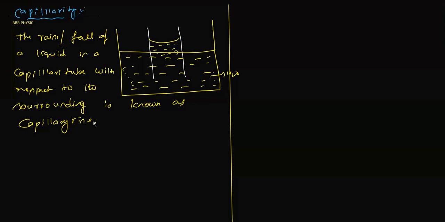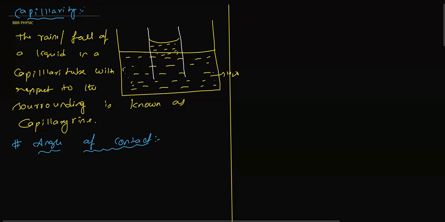For example, we need to discuss many things here. First we need to discuss angle of contact. What do you mean by angle of contact? Let me explain. It is defined as the angle between the liquid surface drawn at a point of contact and the solid surface inside the liquid, which is called the angle of contact.